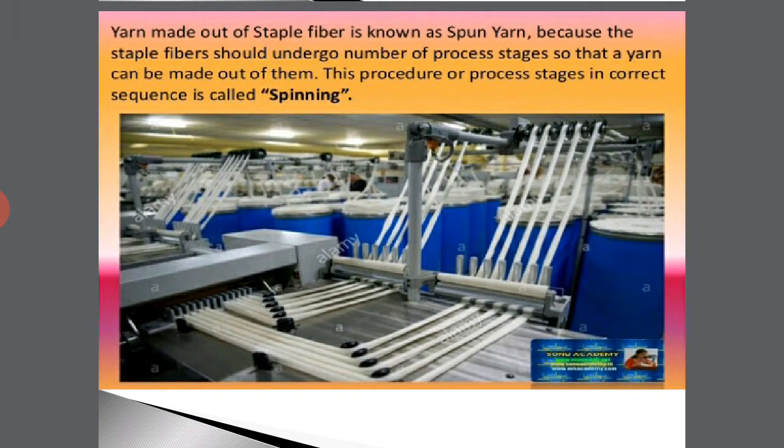Yarn made out of staple fiber is known as spun fiber because the staple fibers should undergo a number of process stages so that a yarn can be made out of them. This procedure or process stage in correct sequence is called spinning. You can see how the spinning is done in the industries also in the pics.